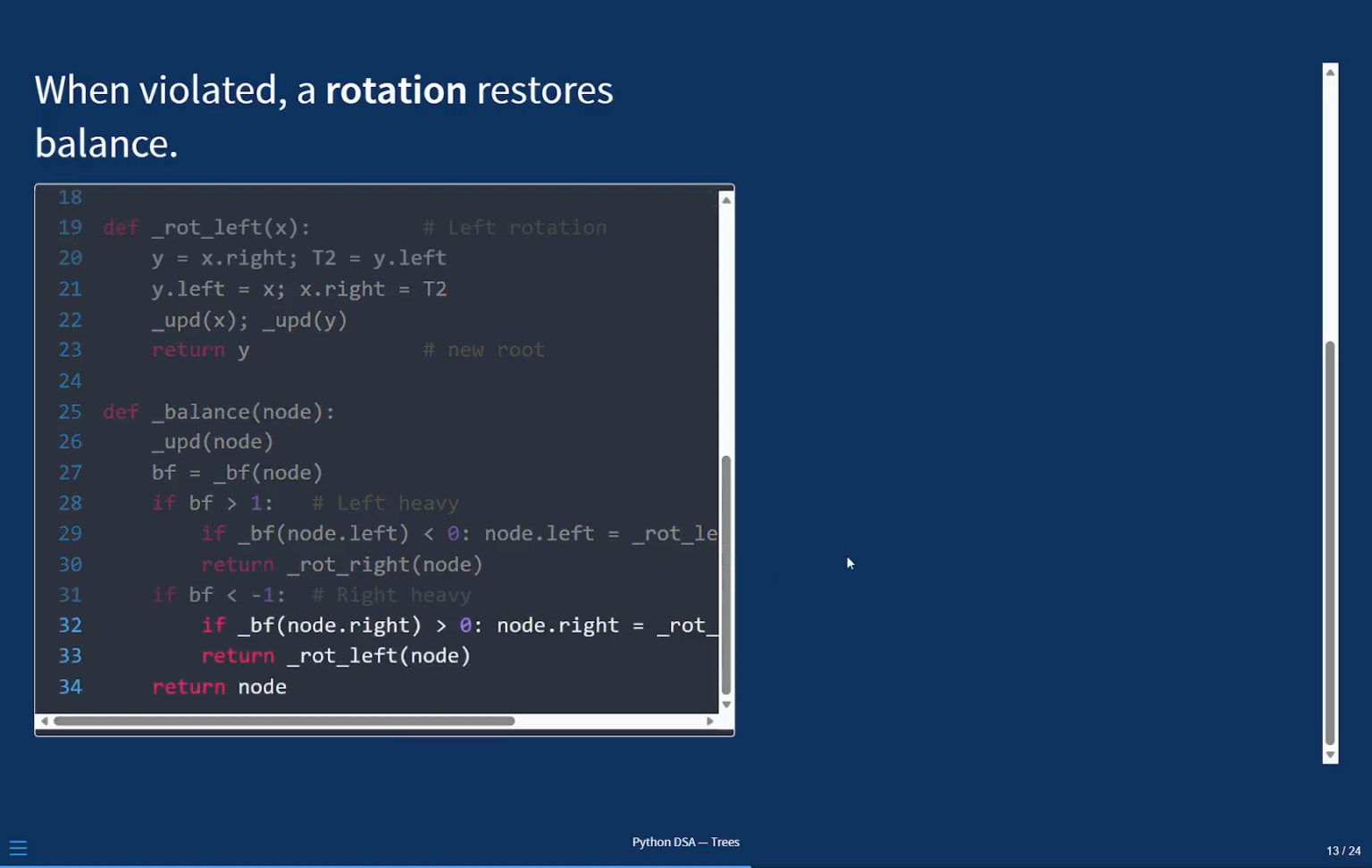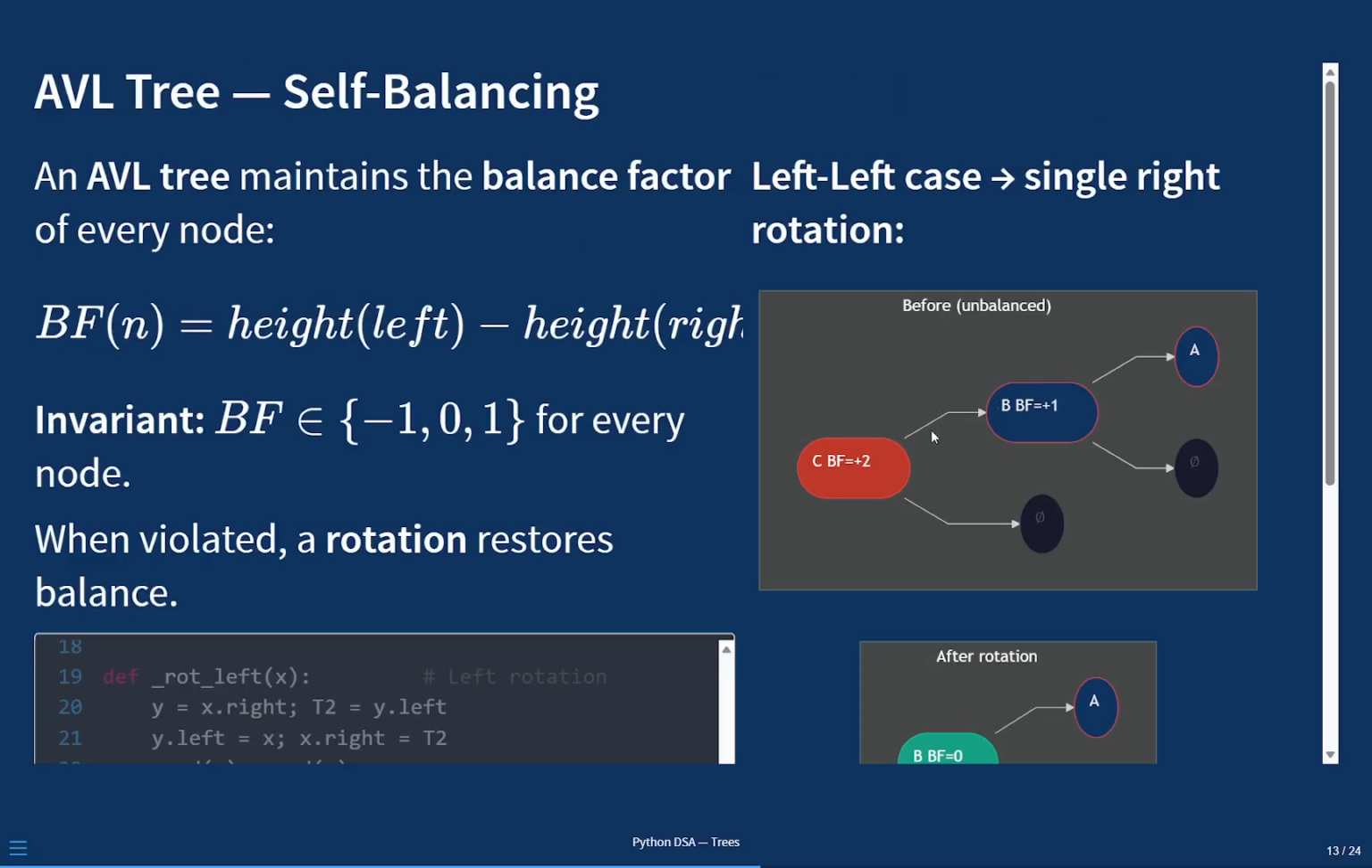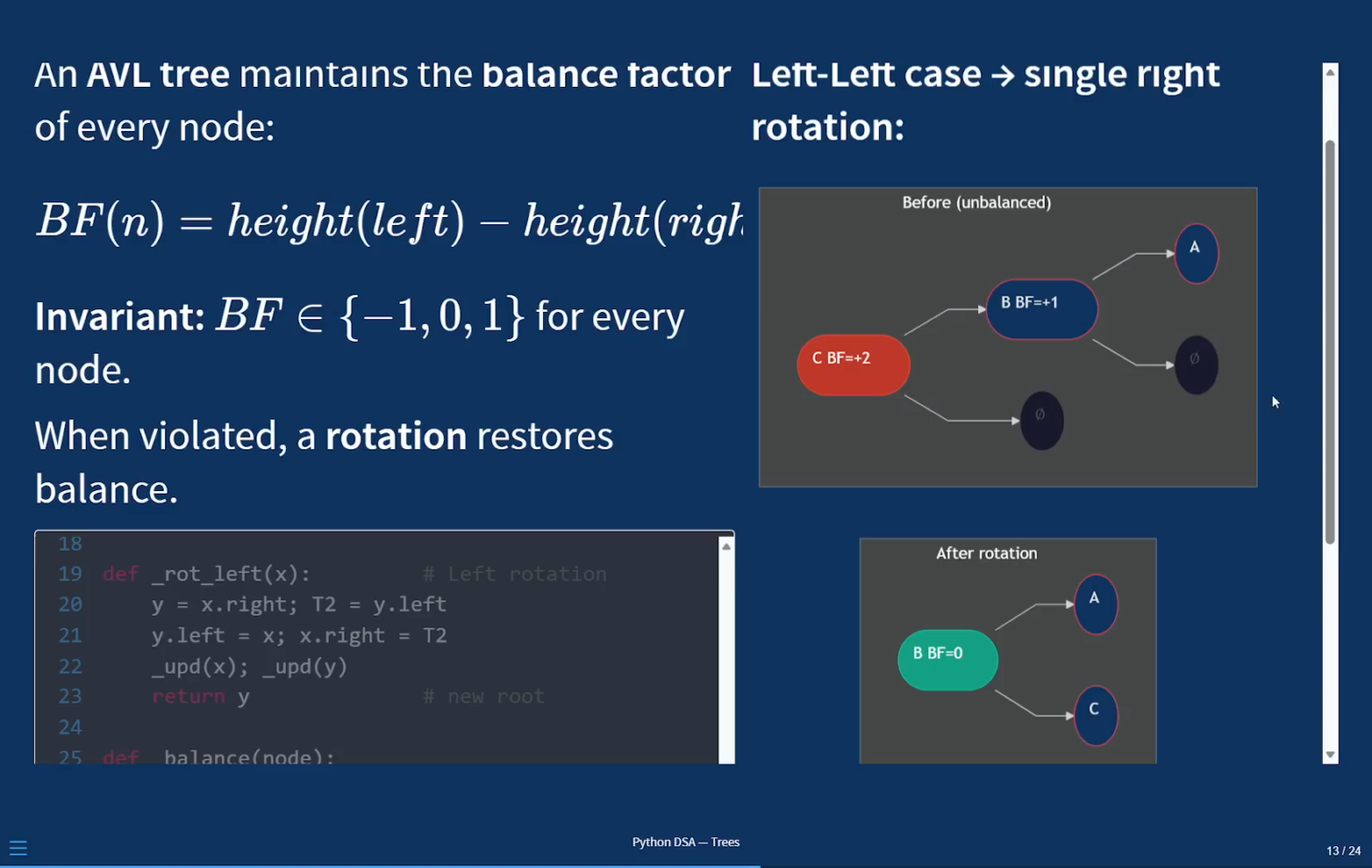Click. The diagram shows the simplest LL case. A chain C, left pointing to B, left pointing to A, has balance factor +2 at C. A single right rotation makes B the new root with A and C as children, perfectly balanced. The rotation table enumerates all 4 cases, LL, RR, LR, RL, and which rotations fix each one.